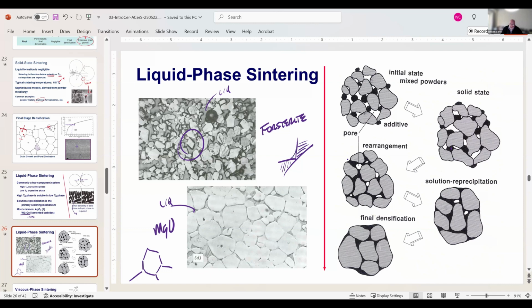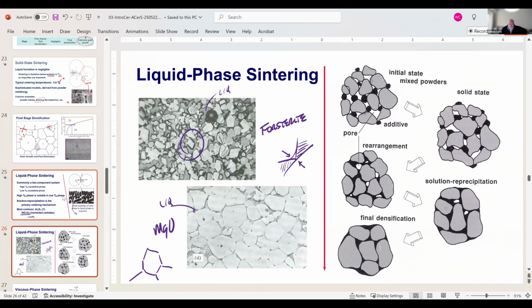It will flatten that point out. These particles then move closer together, and it's affecting the sintering of the system by eliminating all these little points. That's the solution part. And then when it gets away from the pressure, it reprecipitates. So the other thing that will happen in this is the particles will rearrange due to capillary forces, and then you get the solution reprecipitation process, and then final densification.